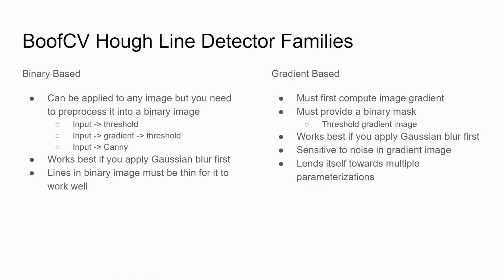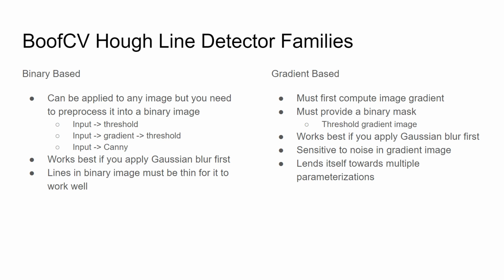So with the binary method, you can give it any input image you want. However, you need a way to convert it into a binary one. BoofCV out of the box provides an easy mechanism for applying a threshold, as well as computing a gradient and then thresholding that. You could also roll your own using a Canny edge detector. Typically, it does work best if you apply Gaussian blur. With a gradient-based method, of course, you need the image gradient, and then you need to compute a binary mask. BoofCV will handle that for you. Works best if you apply Gaussian blur. However, this method is also sensitive to the noise in the gradient image, so you need to take that into account.